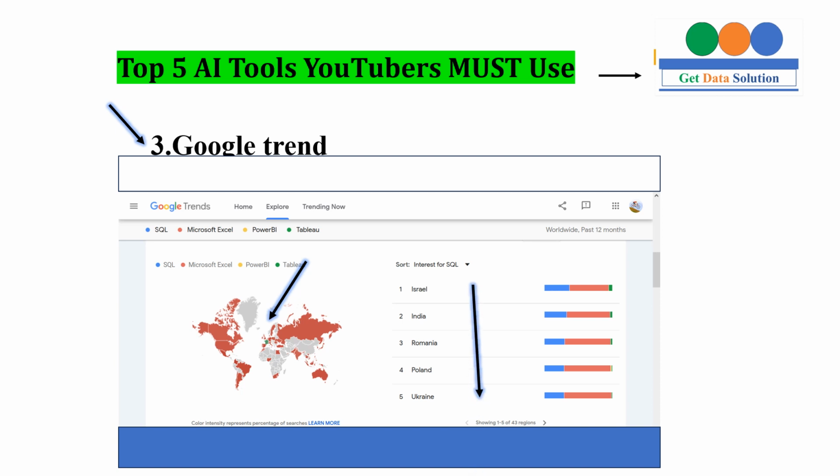In this particular case, for example, for the words I've selected, SQL, Microsoft Excel, Power BI, and Tableau, Israel, India, Romania, Poland, and Ukraine are leading. This blue is for SQL, and this red one is for Microsoft Excel.